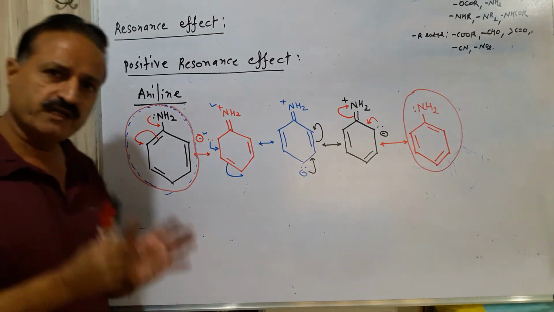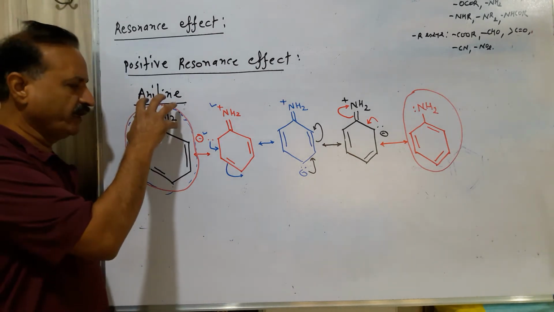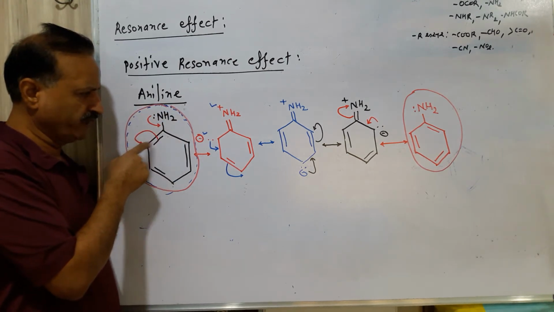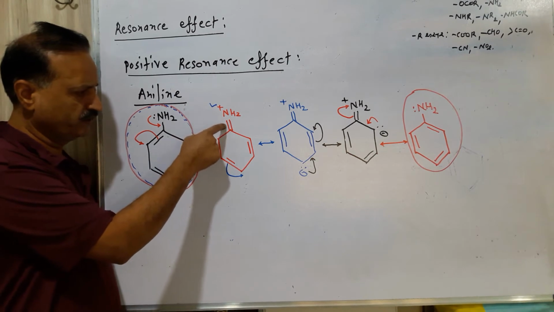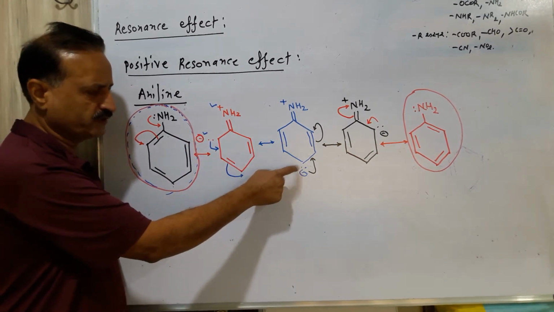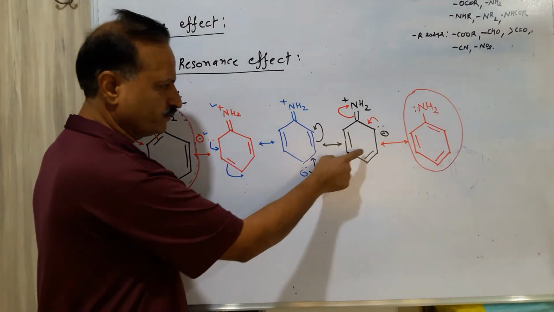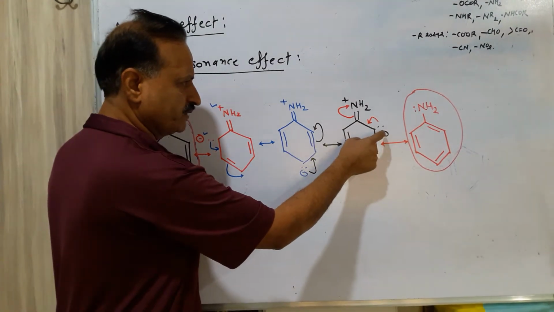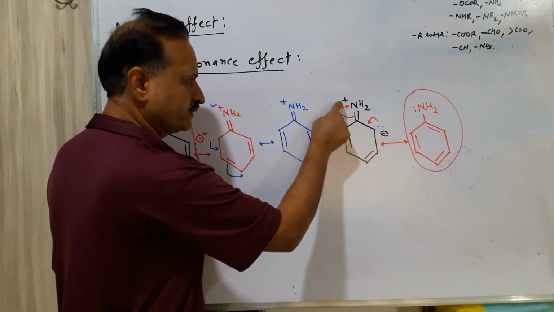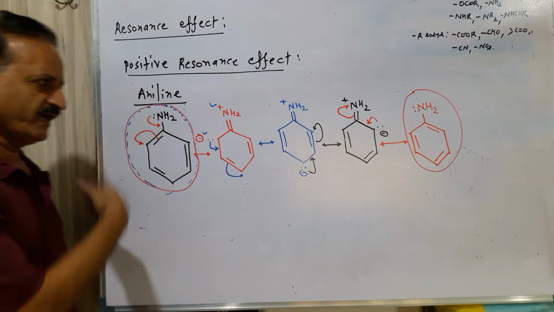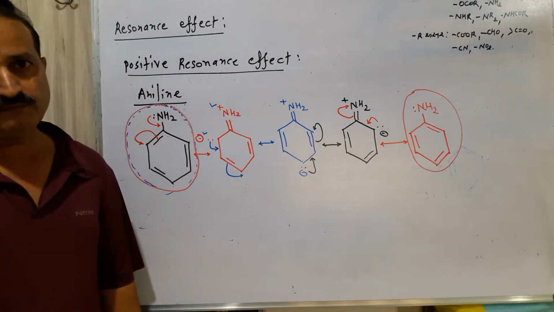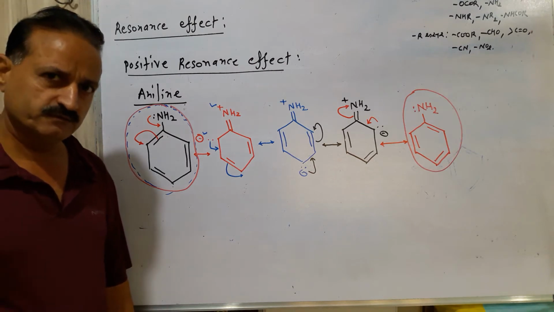Very easy, very simple. Draw aniline, electron transfer to bond, bond transfer to electron. This is the structure. Electron transfer to bond, bond transfer to electron. This is the structure. Electron transfer to bond, bond transfer to electron. This is the structure. Electron transfer to bond, bond transfer to electron. Clear? Very easy, very simple. This is positive resonance effect.